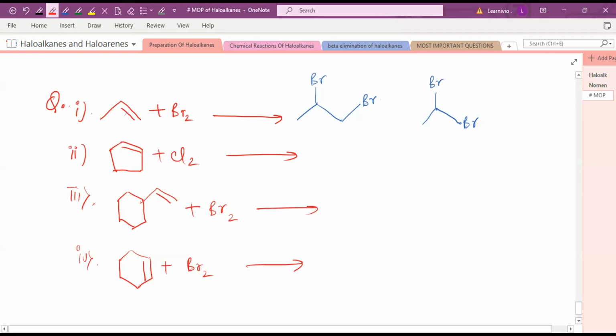If you write this product, this will be wrong. Why? You can see here one carbon, second carbon, and what about the third one? In the reactant part, you can see one carbon, two carbon, and a third carbon. You are removing one carbon here, so that's wrong. Now see, this is the correct answer. One carbon here, second carbon, the third carbon, and after that you attach the bromine. So that's the product.